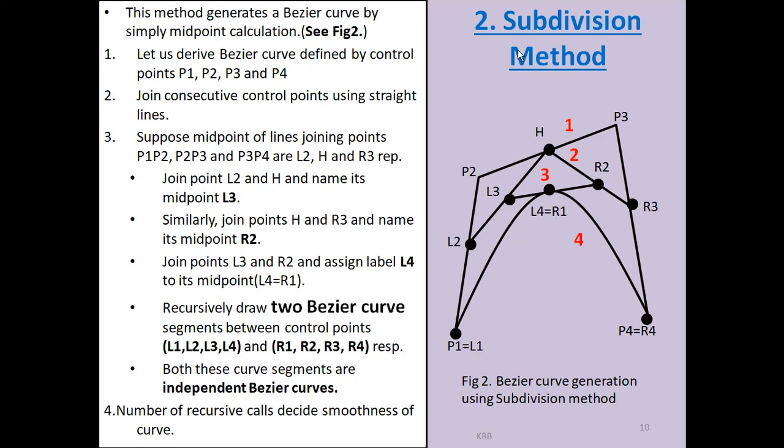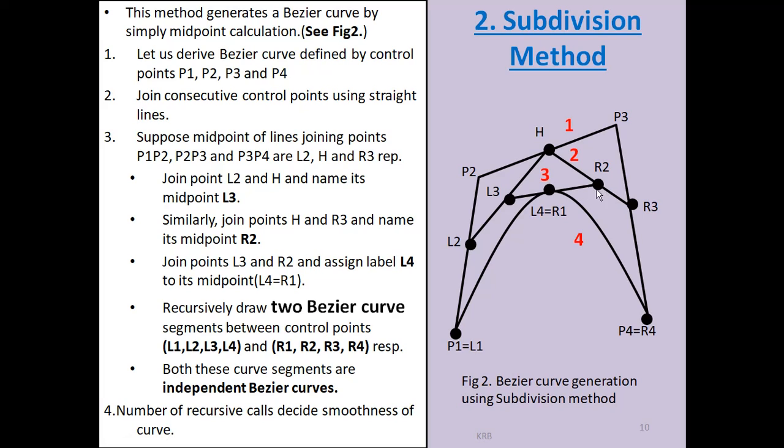So let us derive the Bezier curve defined by the control points as shown in the figure, P1, P2, P3 and P4. Join the consecutive control points using straight lines. So we have drawn the lines from P1 to P2, P2 to P3 and P3 to P4. Next, suppose that the midpoint of the line P1P2 is L2, the midpoint of the line P2P3 is H, and the midpoint of the line P3P4 is R3. Then we are going to join the points L2 and H and name its midpoint L3. Then we join the line H and R3, and name its midpoint R2.